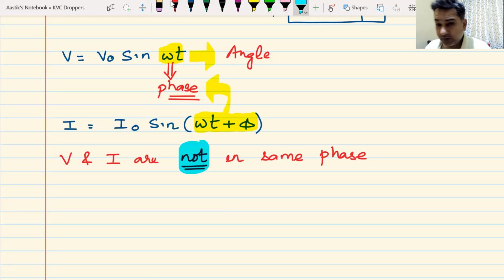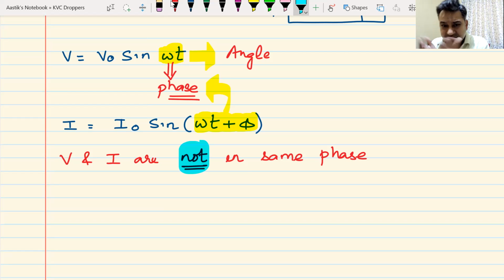Now, if they are not in the same phase, you can take it as a race. Phase, race, everything looks similar. Someone will be aage, leading. Someone would be piche, lagging. So phase is just like a race. Phase tells us where you are. So someone would be lagging, someone would be leading. Do you understand this? Someone would be aage, ahead, someone would be piche, backwards, behind. Yes or no? Yes, sir.